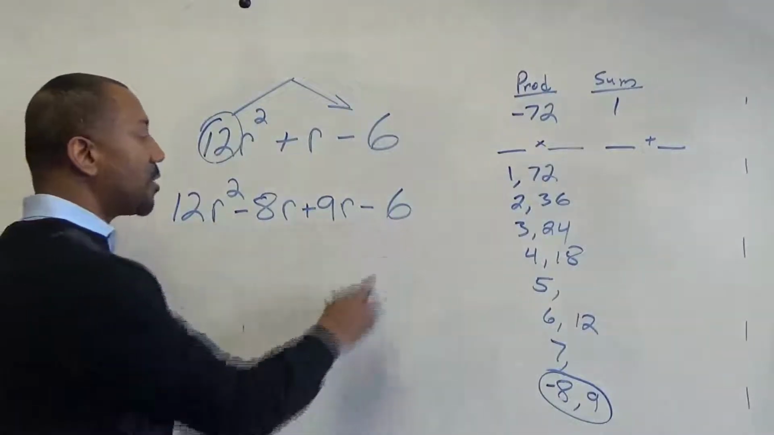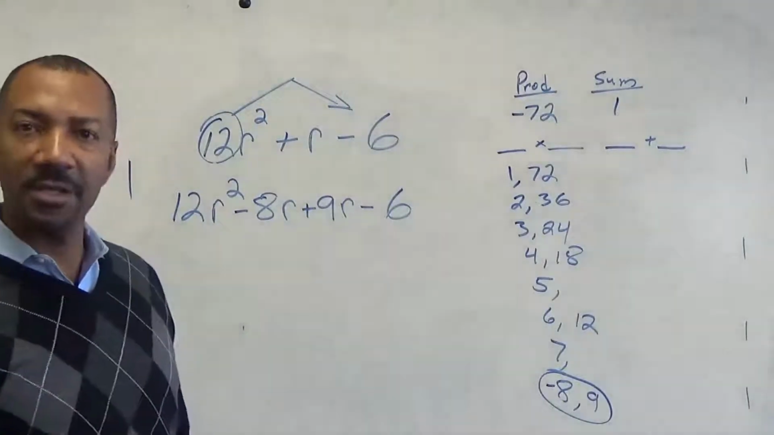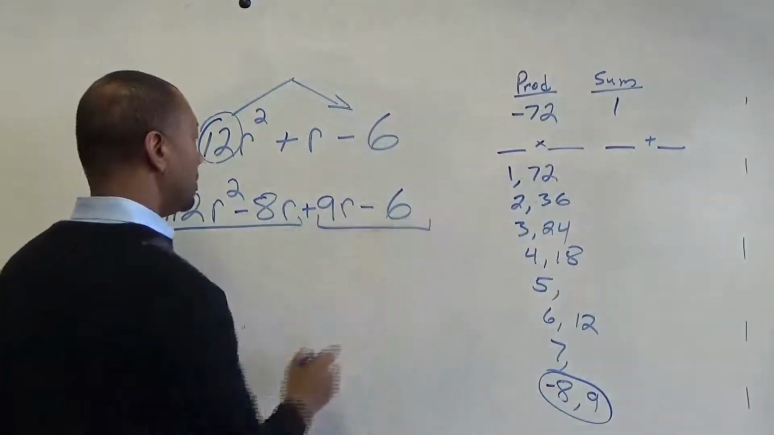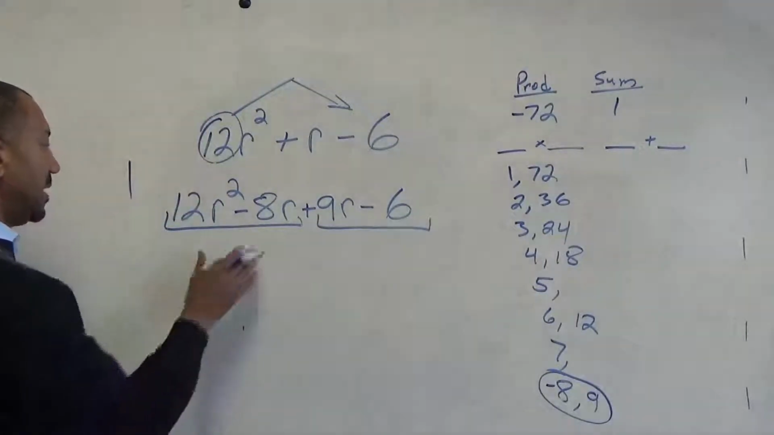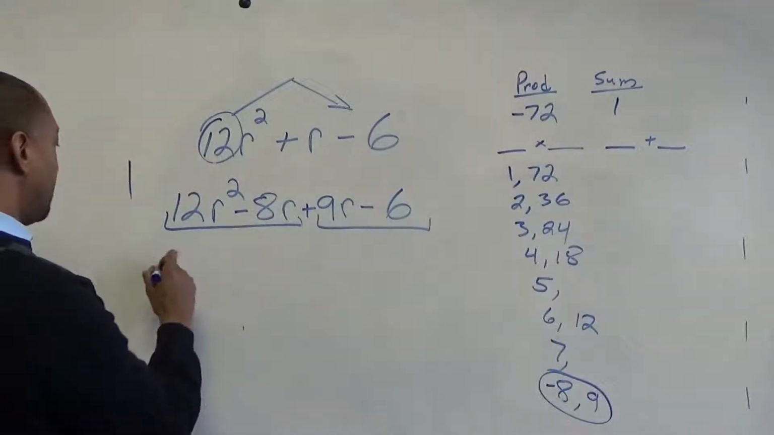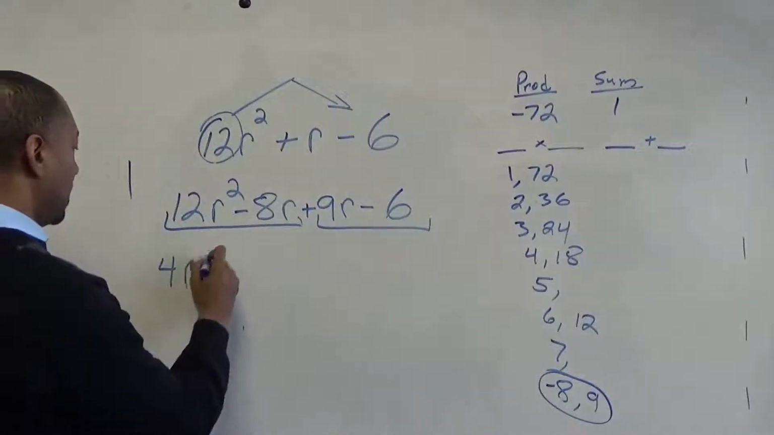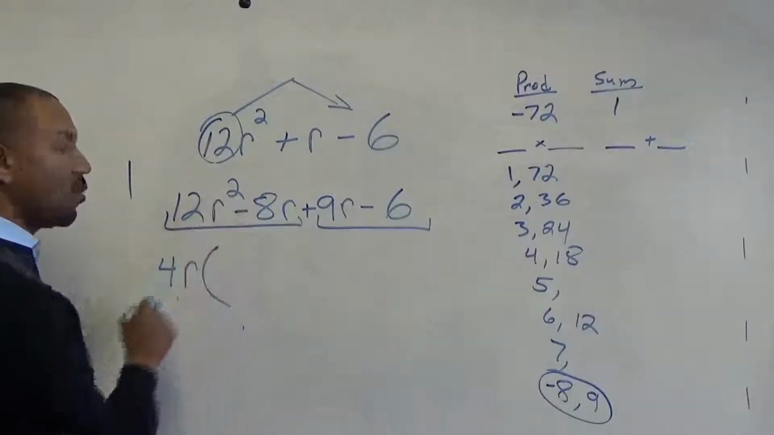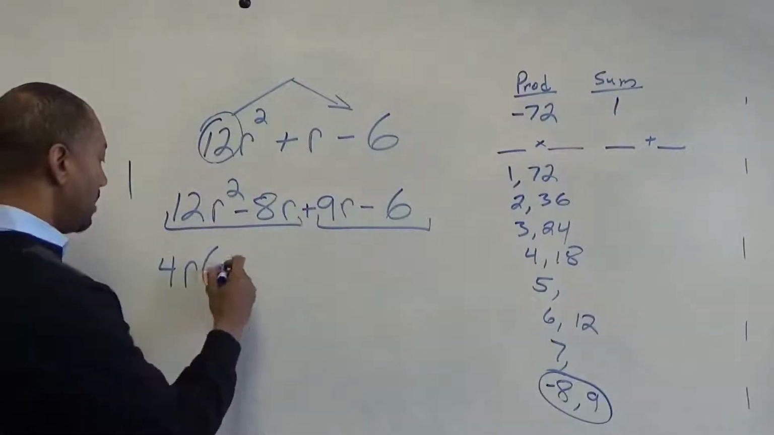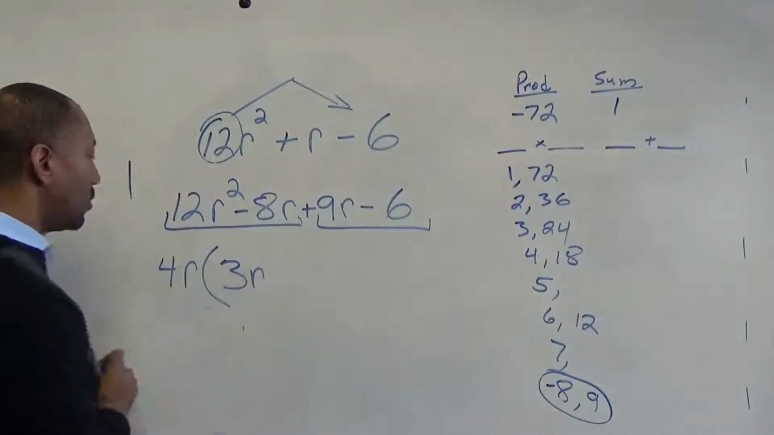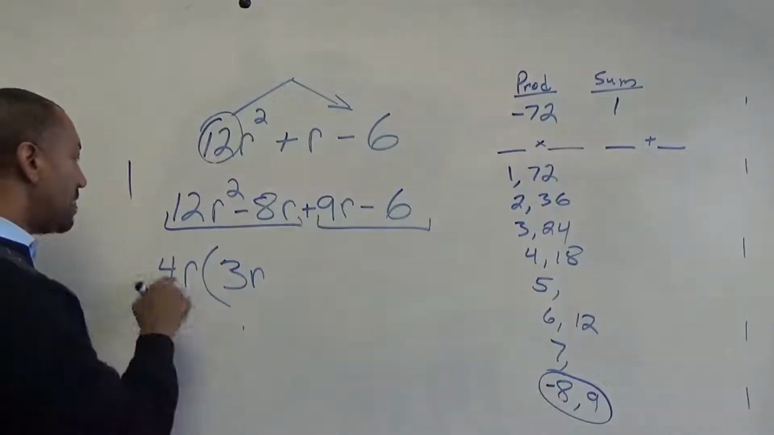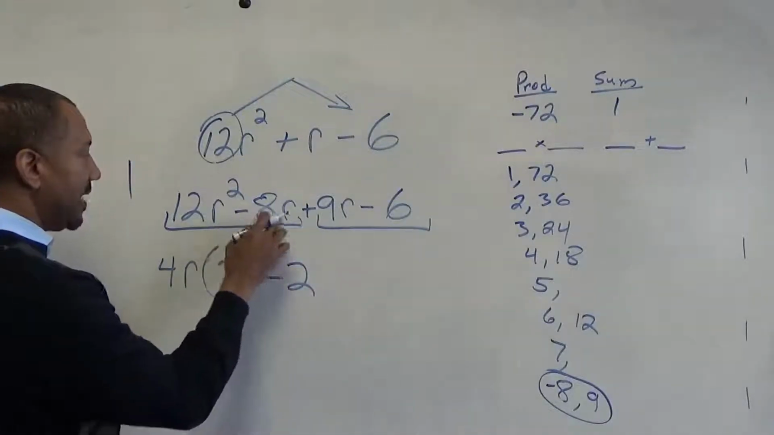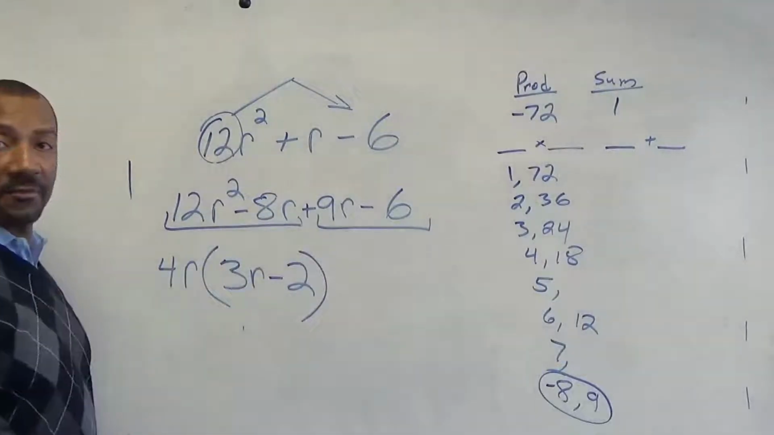Now I have 4 terms, and you know that means we can use grouping. So let's break this up into 2 groups of 2. And looking at the first group, I can factor out a 4r. Get my parenthesis going. 4r times what will give me back 12r squared? Well, a 3 and another r will work. And then 4r times a -2, that'll give me back -8r, and we're done with the first group.